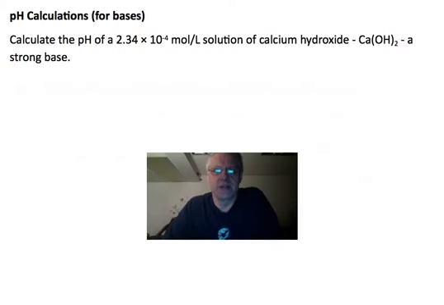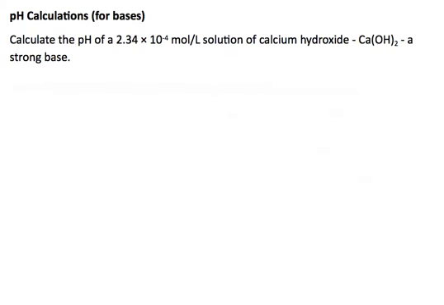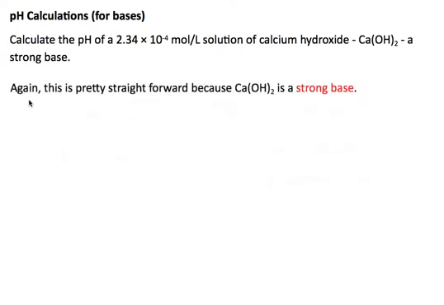Okay, so this is the second video on calculations of pH. In this video we're going to calculate the pH of a weak base solution. So we might as well get started. Question is, calculate the pH of a 2.34 times 10 to the minus 4 mole per liter solution of calcium hydroxide, which is identified as a strong base, a group 2 metal hydroxide. So pretty straightforward, much like the strong acid calculation.